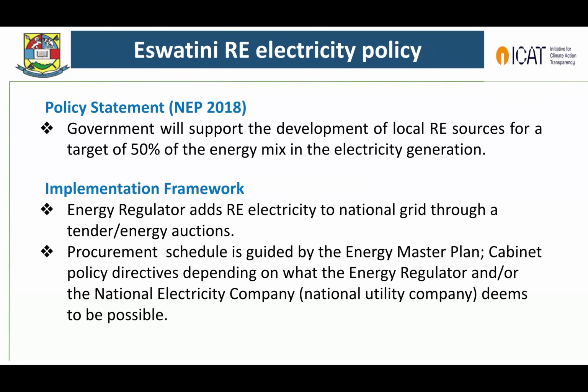So this slide just summarizes the implementation of the policy. The policy statement is that government will support the development of renewable energy sources for targets of 50% of energy mix in the electricity generation. And it will be implemented through the energy regulator by adding RE electricity to the national grid through tender or energy auctions. So the procurement schedule is guided by the energy plan. Next slide, please.